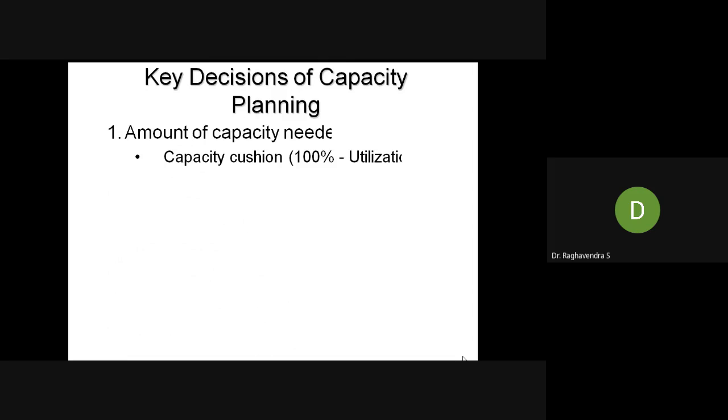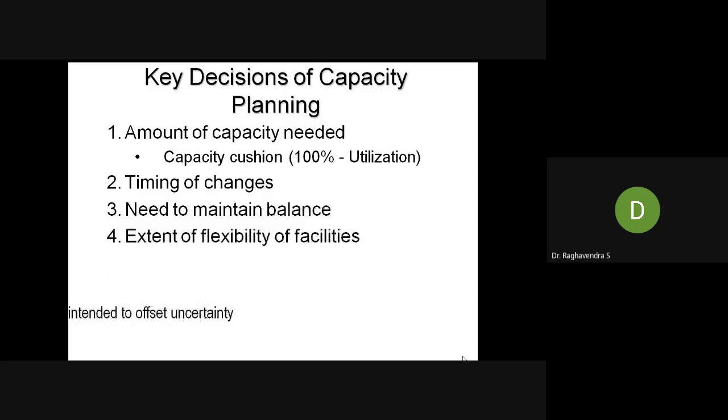So, key decisions of capacity planning: amount of capacity needed, capacity cushion, that is 100% utilization should be there. Timing of changes, need to maintain balance, extent of flexibility of facilities. These are the key decisions. So whenever you decide on capacity planning, you should have the amount of capacity needed, the amount of capacity that is 100% utilized. You should utilize 100% of the resources.